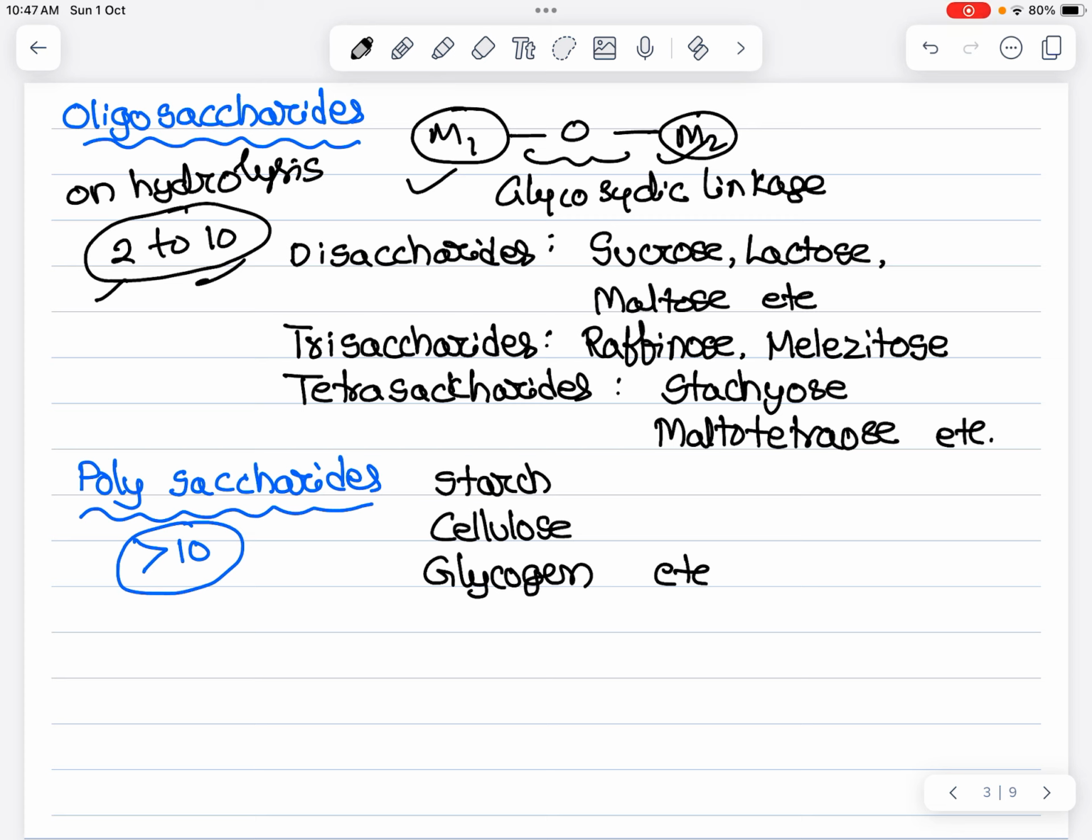So we can go for the other classification. The carbohydrates are again classified on the basis of the reducing nature.